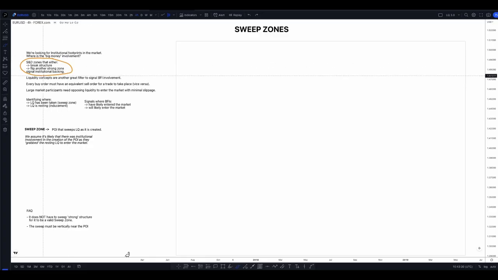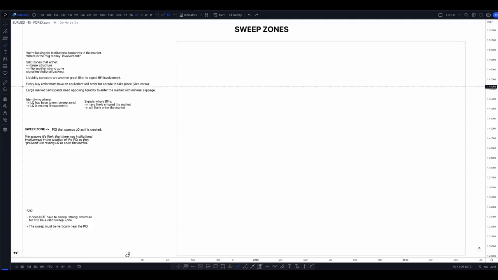So when we've been identifying that, that can hopefully signal that there was institutional backing in the creation of that zone, okay? So liquidity concepts are simply another great filter to signal BFI involvement. BFI: banks, financial institutions, right? It's just another acronym in a space that's already overloaded with acronyms, but basically the big guys. Institutional involvement is what we're saying there. So it's just another way in which we can apply these liquidity concepts to what we've already been looking at, as another tick in the box. Let's say that potentially there was big money involved in that area, okay?